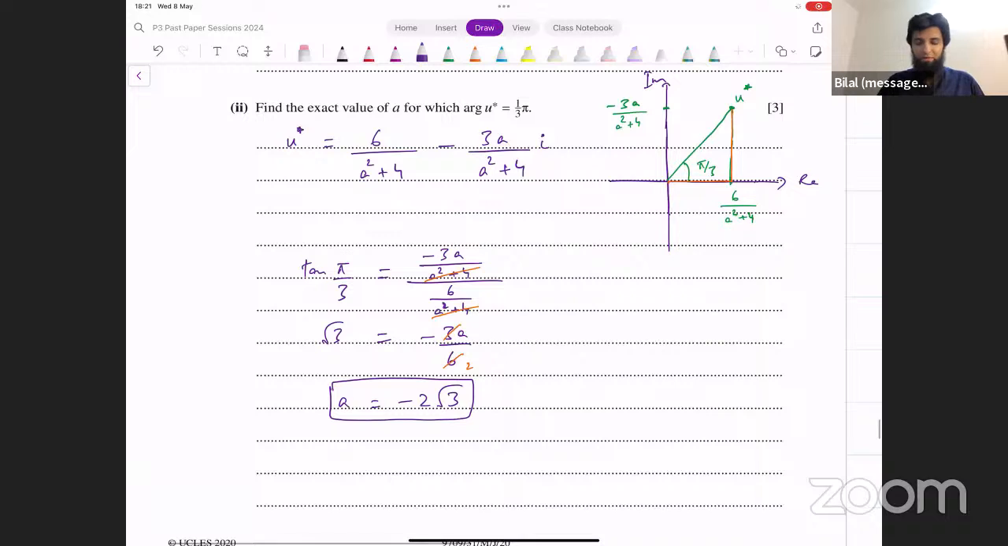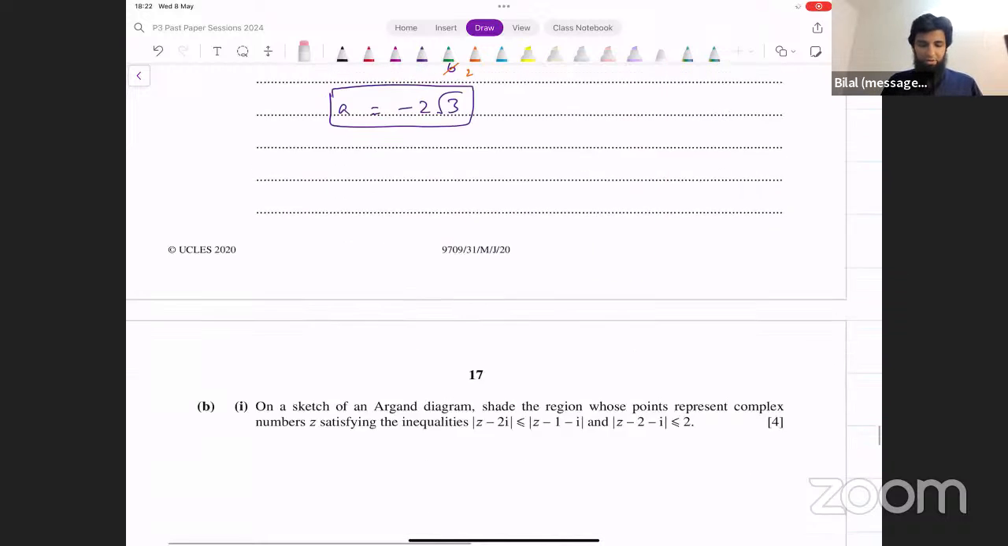Slightly tricky, different from the usual questions that you get. So this is how you would think about this. You know the argument, just represent that on an argument diagram to understand it better. It's a right angle triangle. Use the tan ratio, and that gives you the result. Okay, now let's move on. Let's look at the next one.